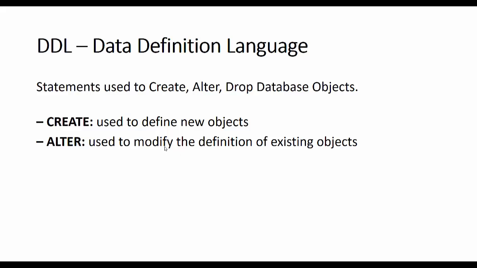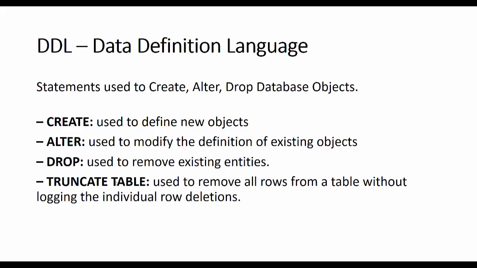With the alter statement you can modify the definition of an existing object. You can modify a table, add a new column in a table, modify the data type of an existing column, or remove the column also with the alter statement. You can modify a stored procedure by using alter, and you can also modify the view definition with alter. The third is the drop statement. With drop you can remove existing objects, like you can drop tables, views, stored procedures and functions.